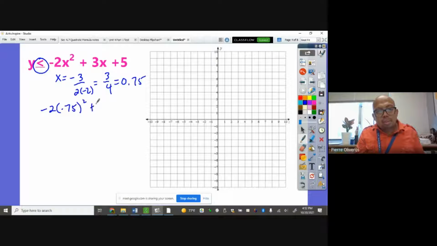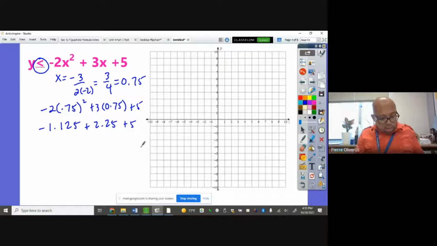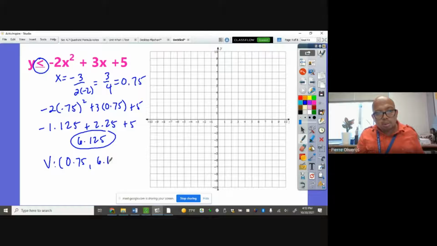0.75 squared times negative 2 will give us negative 1.125, plus 3 times 0.75 is going to give me 2.25, plus 5 here. And minus 1.125 plus 2.25 plus 5 gave me 6.125. So therefore, my vertex is 0.75 and 6.125 here.